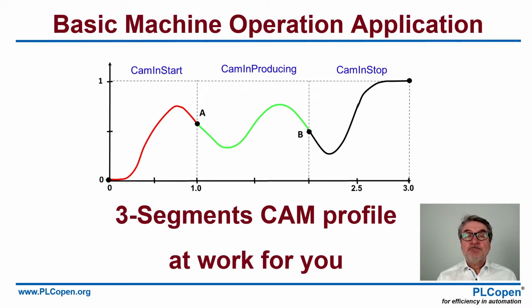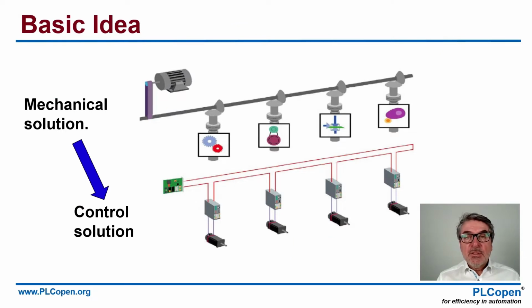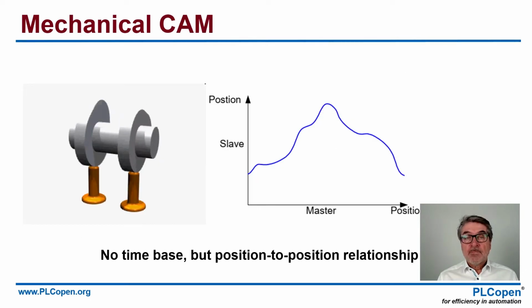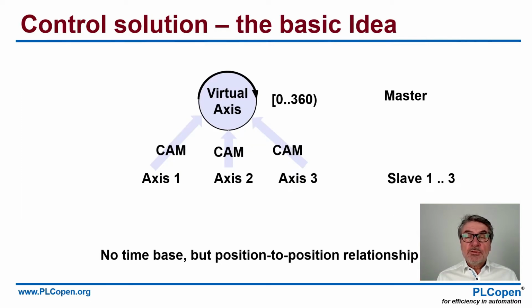The basic idea is to go from a mechanical solution with physical links to a control solution where software is the dominant factor. If we look at a mechanical CAM, we have a position-position relationship between the master and the slave. If we convert this to a control solution, then the master can become a virtual axis, and we link one or more slave axes to the master via a profile, in this case a CAM profile. And again, this is a position-position relationship through the CAM profile.